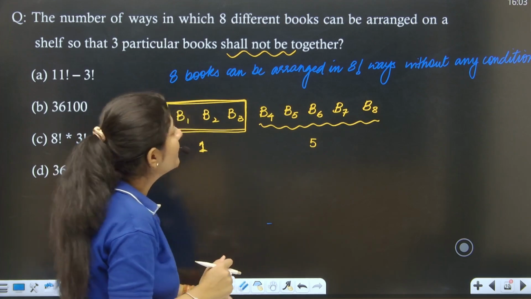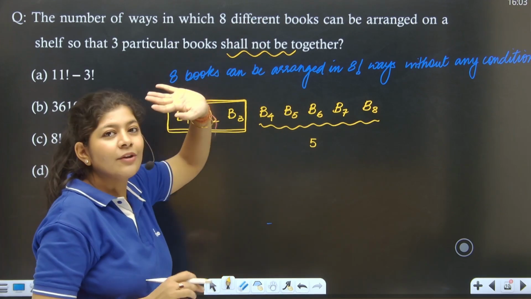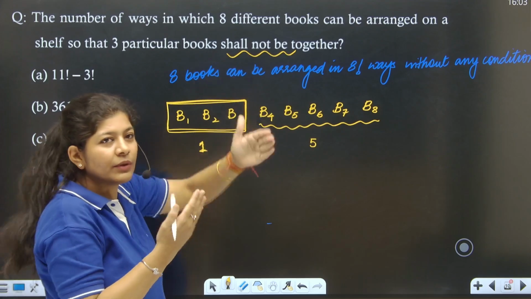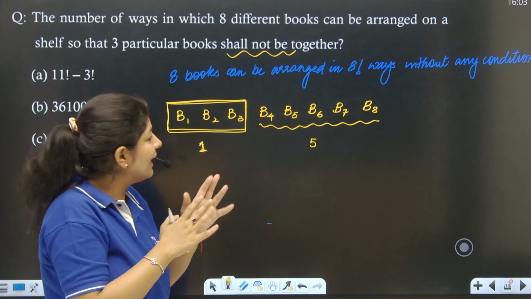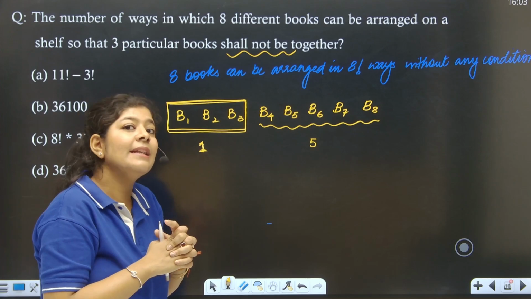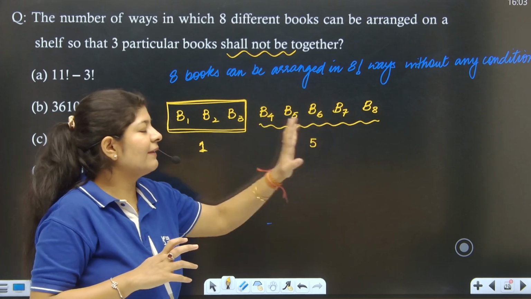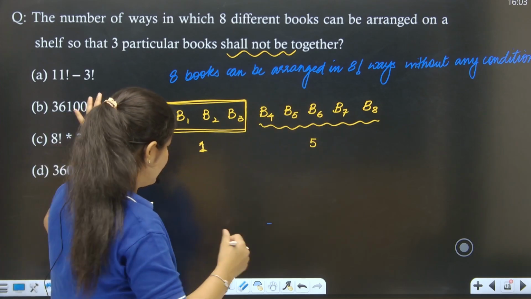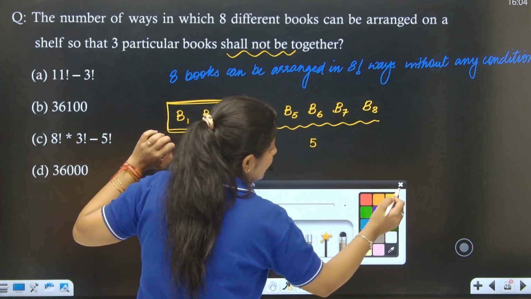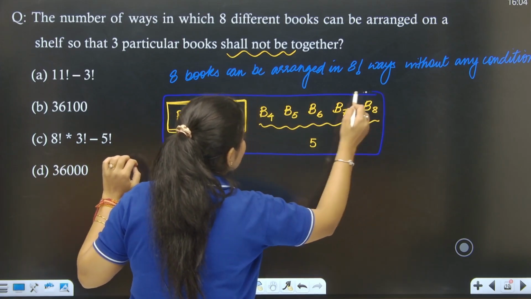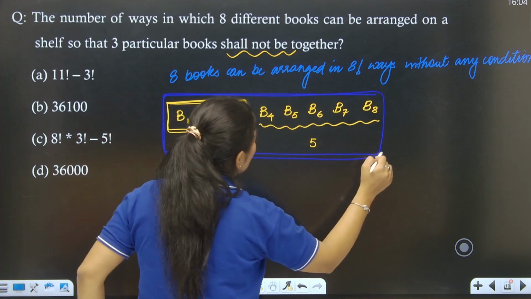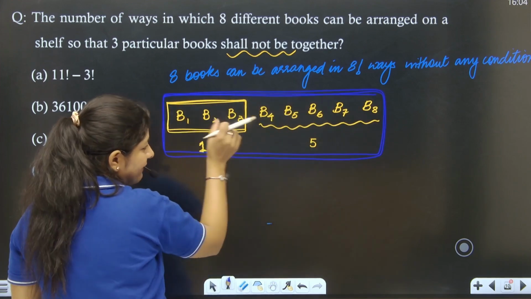What I'm trying to say is that it's very difficult to calculate the "not to be" condition, so we take the opposite condition. We put these 3 books together and consider them as a single entity, and the rest of the books are 5. Now, as combined, we have 6 books. This is the 1 and the 5.